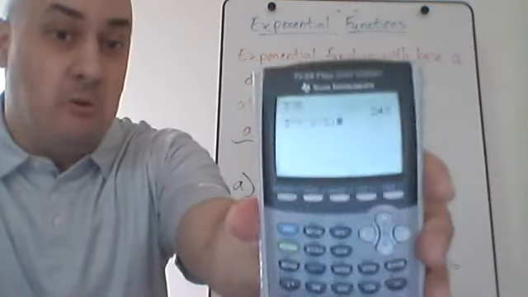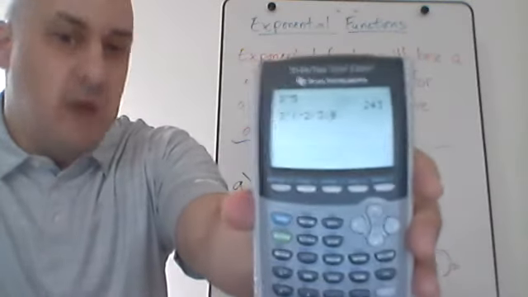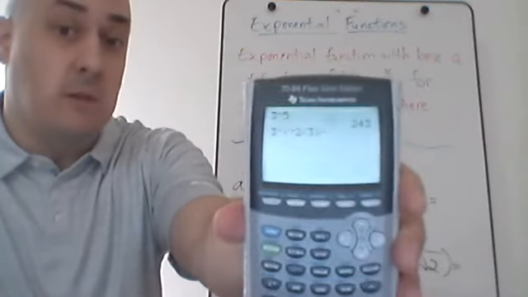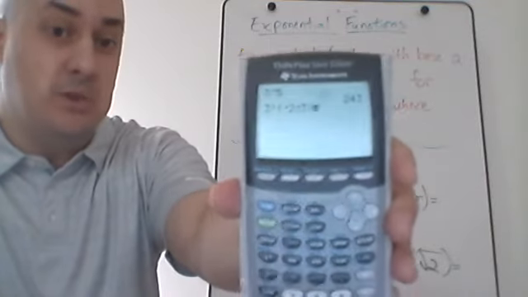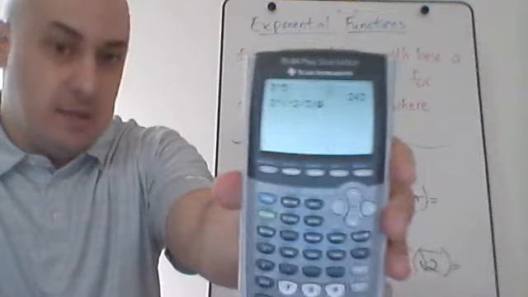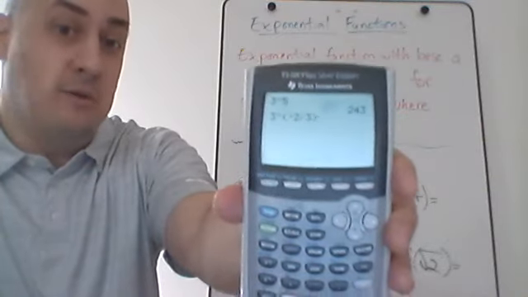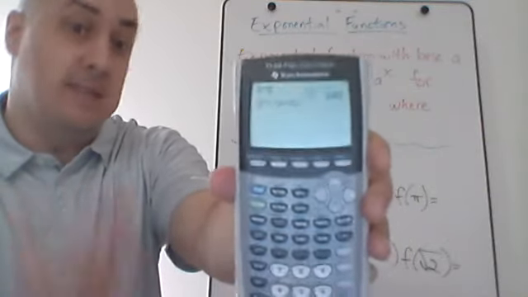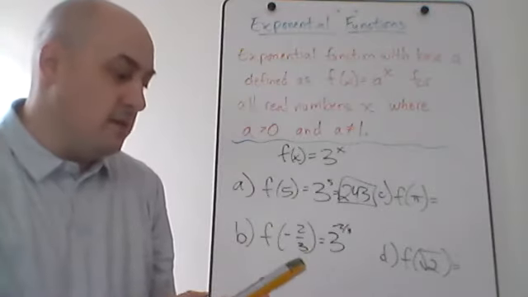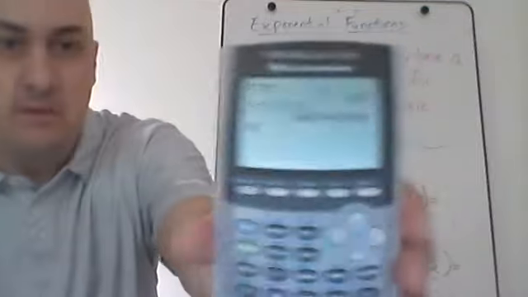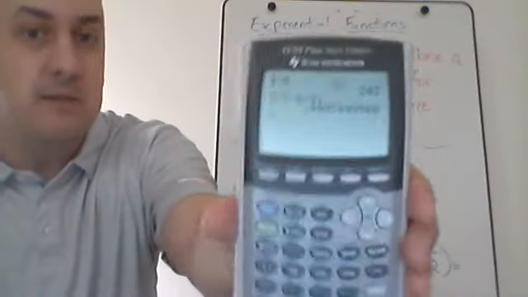But if yours is like mine where it just gives you the caret, then if your exponent contains more than just a single number, you need to put the whole thing in parentheses. In this case, the negative 2/3. I need to put the negative 2/3 in parentheses so that the calculator knows that that entire expression is my exponent. And I get 3 to the negative 2/3 equals 0.4807, and so on. Right? That's going to be an irrational number.